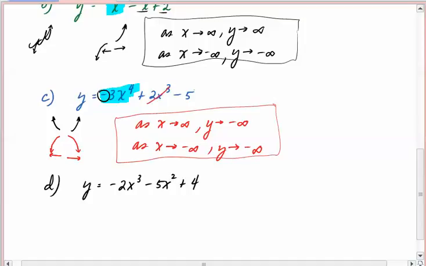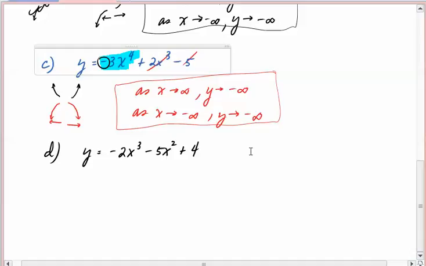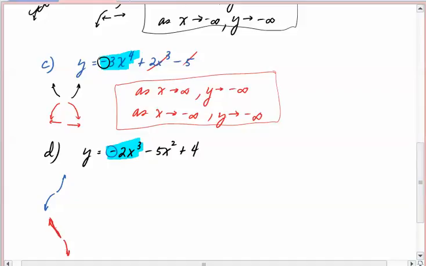Again, did I look at these? Not at all. They don't matter one bit. Okay, and the last one. Leading term, coefficient is negative. Normally, a cubic would do this, but because it's negative, it's going to be reflected, and it's going to do this, something like that.